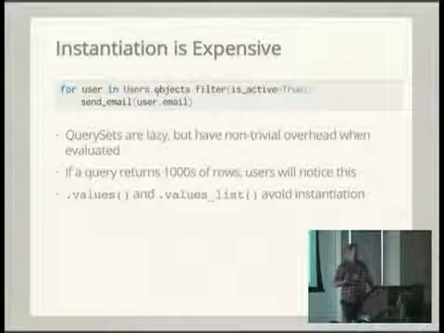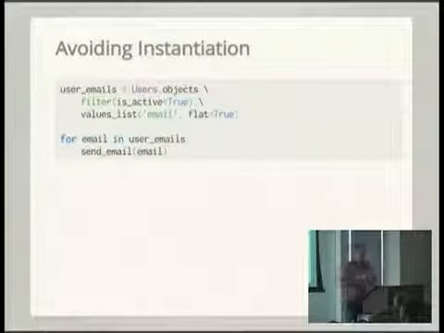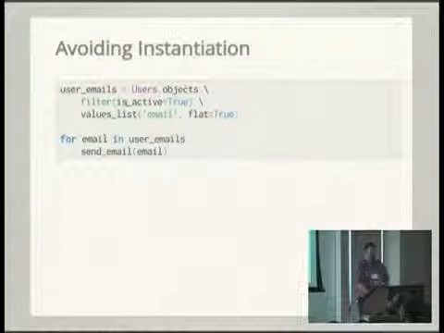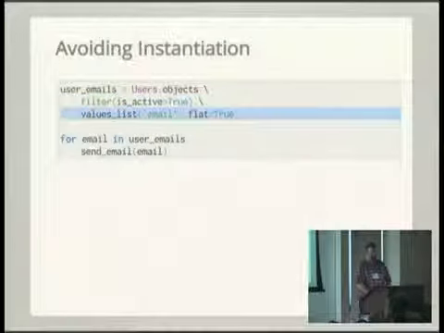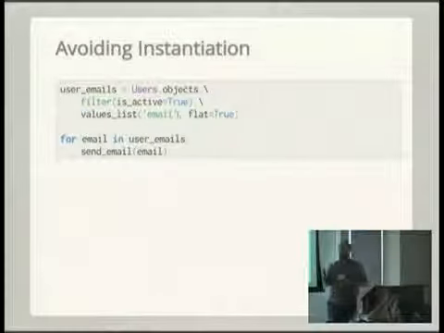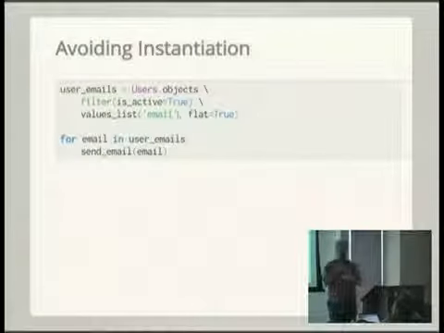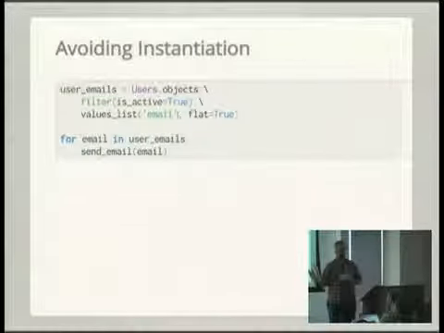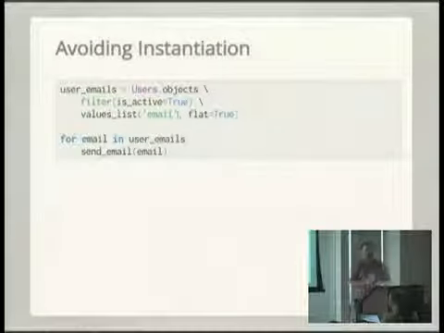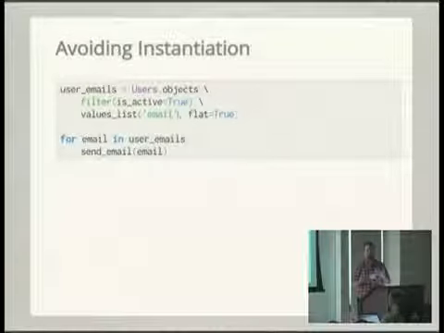So there's two things, one's called values and one's called values_list. And these basically let you do the query and avoid instantiation. So here's the exact same thing rewritten so that I don't instantiate those user objects. I do my filter like I did before, and then I say values_list. Now I can give it any number of arguments and say, these are the only values I care about. The flat=True says, just give them to me in one big list of emails. We've seen multiple order of magnitude performance increases by avoiding instantiation when we're dealing with large batch processing.